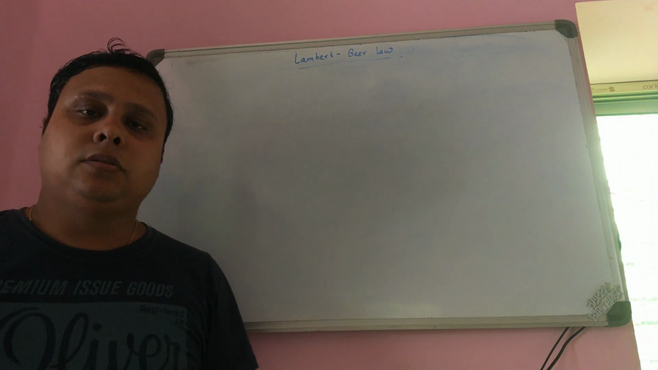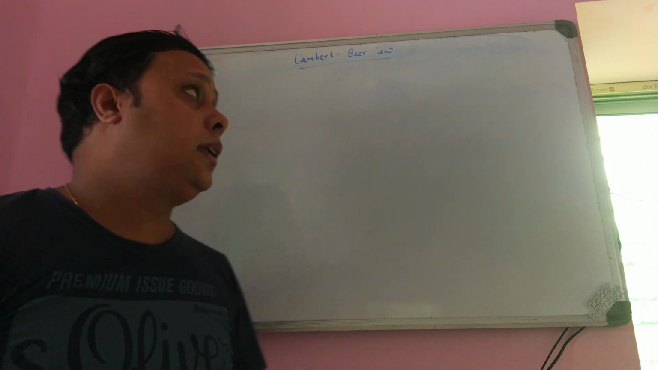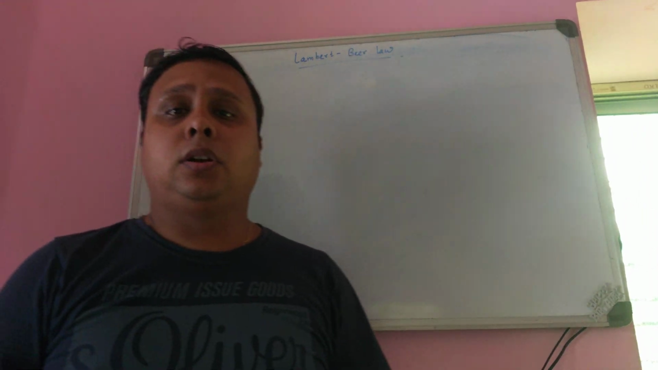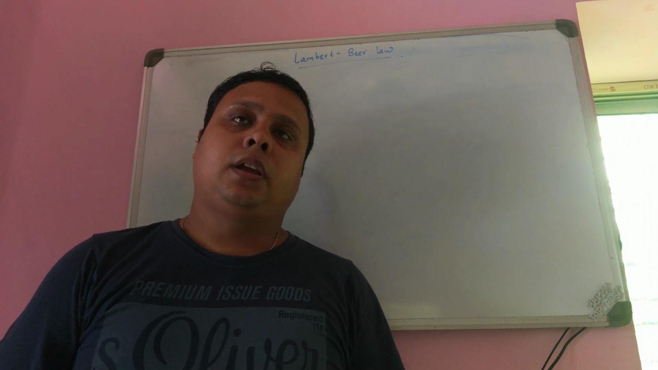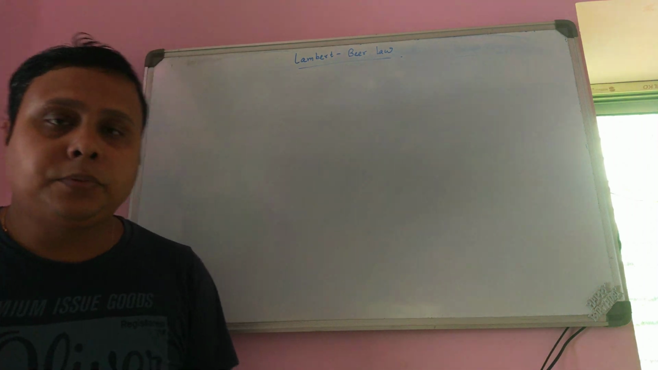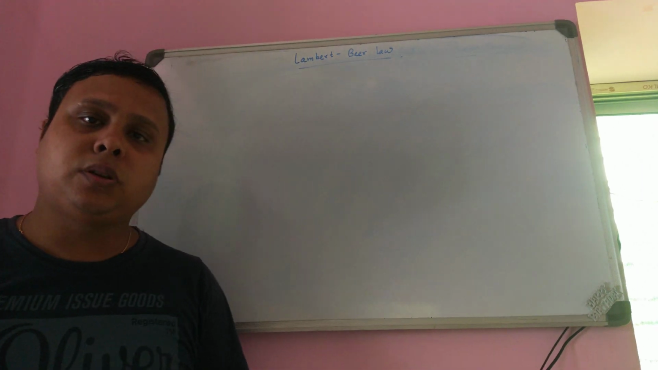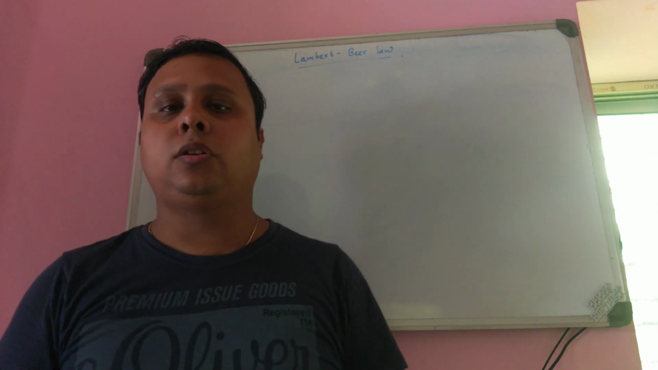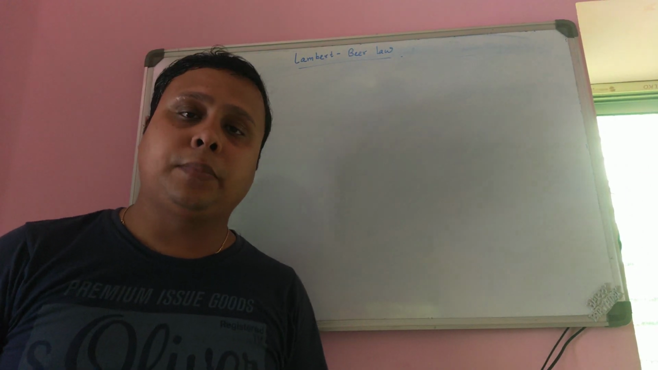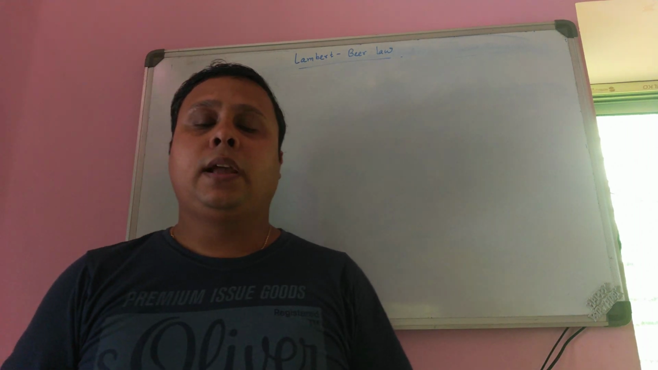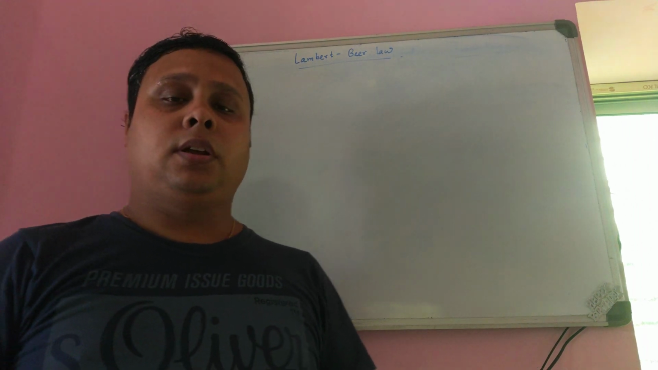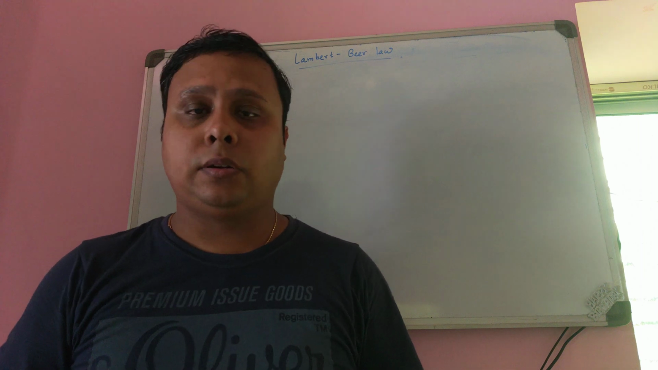In this particular video, we are going to describe the Lambert law, which is one of the laws of light absorption. The amount of light absorbed by a material is governed by two important laws. One is known as the Bouger Lambert law, or simply called the Lambert law, and the second one is known as Beer's law. Let us first understand what the Lambert law is.